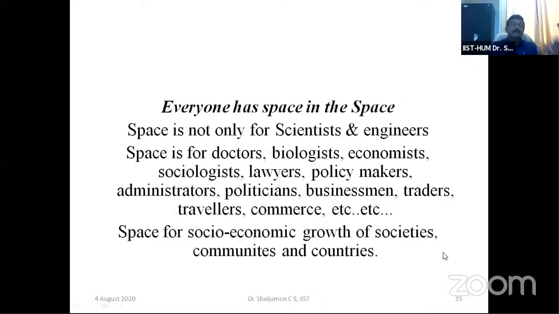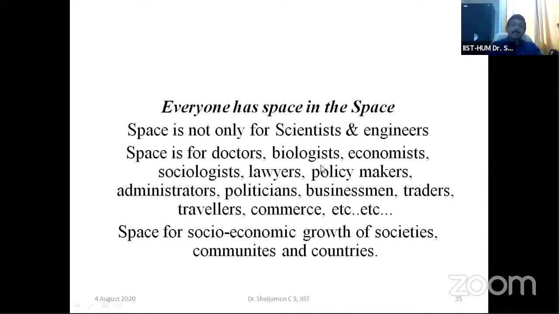Okay, so everyone, my conclusion is going to be like this. Everyone has space in the space. Space is not only for scientists and engineers. Space is for doctors, biologists, economists, sociologists, lawyers, policymakers, administrators, politicians, businessmen, traders, travelers, commerce, and so on. Space is for the socio-economic growth of societies, communities, and countries. Everybody can have space.